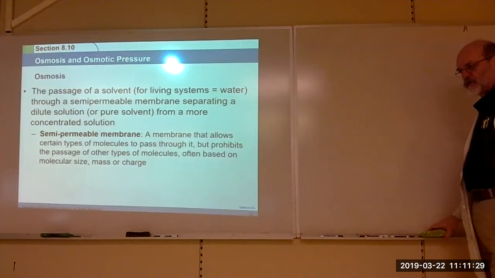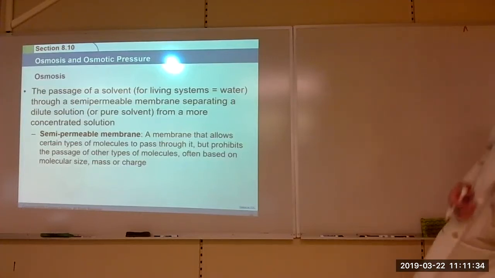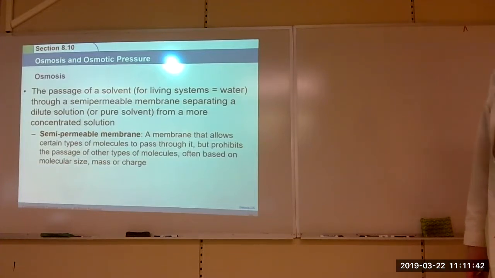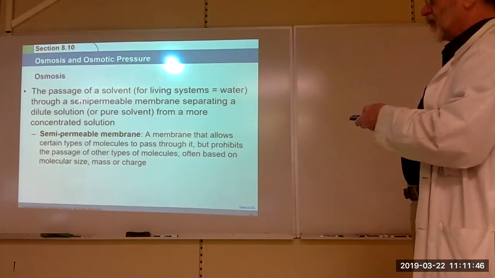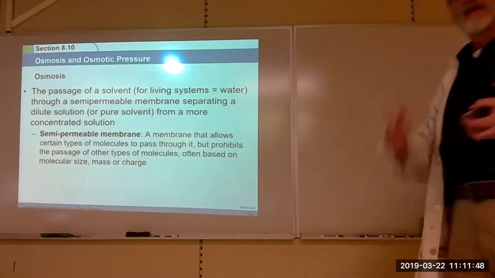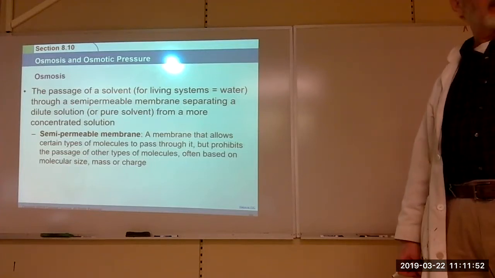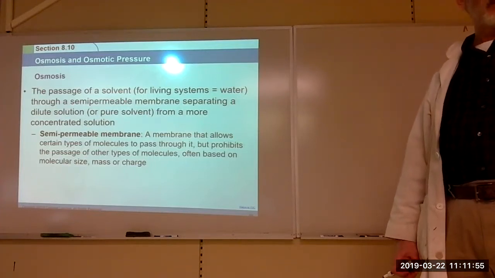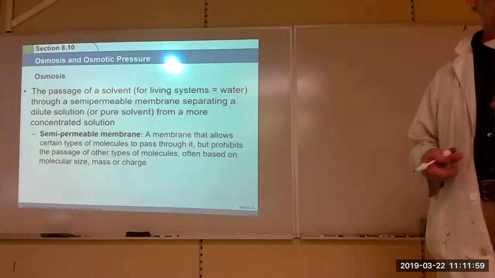So what is osmosis? Well, for our purposes in living systems, we're talking about the movement of water across a membrane. And that membrane has to be semi-permeable. That is, it only allows water or smaller molecules through. So it might let gases through too, like oxygen or carbon dioxide. And that's what happens in cells.